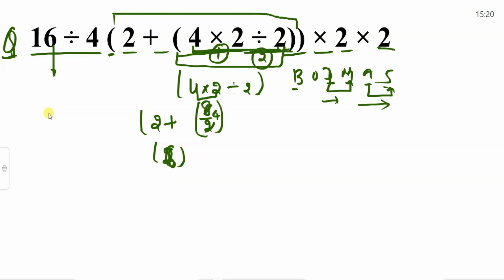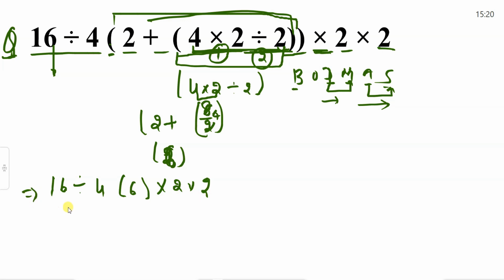Now let's write it again from here. So 16 divided by 4, here the total solution inside the bracket is 6. Solving this whole bracket gives us 6. After that, multiply. Times 2, this stays the same, times 2 times 2. Now, after this, when we open the bracket, it's 16 divided by 4, and then we'll do the multiplication, 6 times. We keep the 2 times the same.